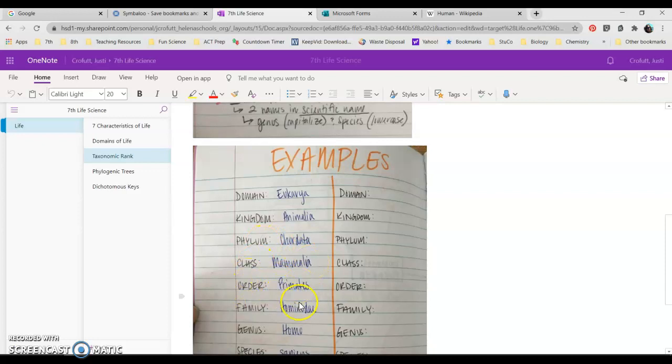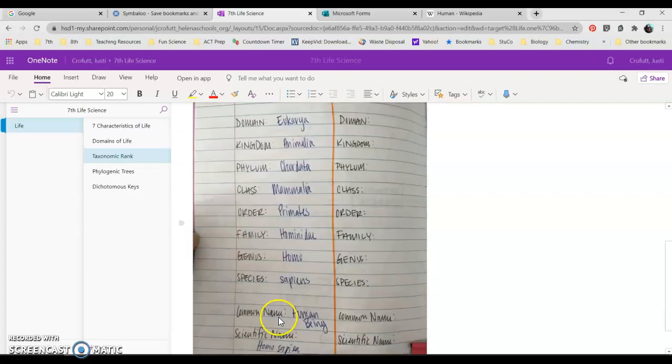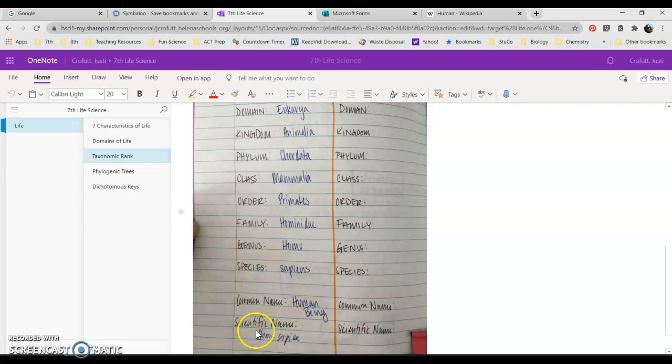Order, Primates. Family, Hominidae. Genus is Homo, and species is sapiens. So as you guys can see, that's where we get our scientific name, Homo sapiens.